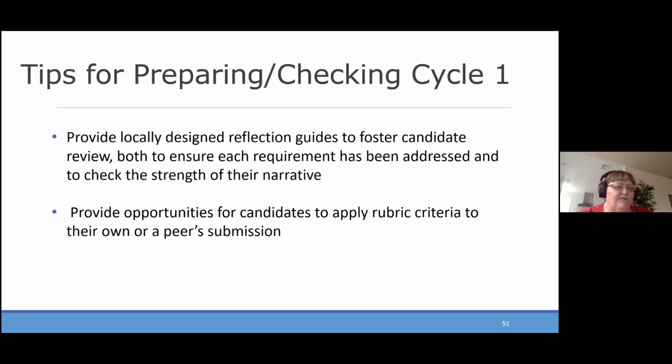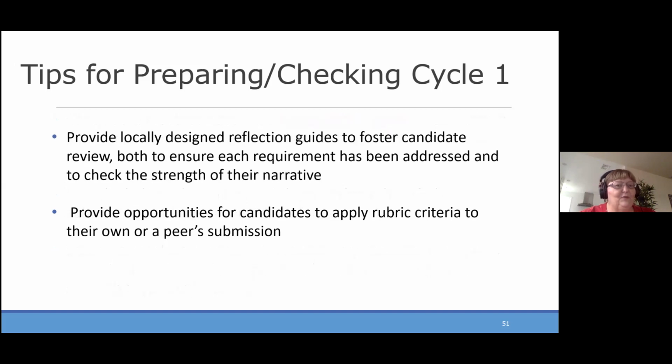And then finally, provide opportunities for candidates to check it against the rubric criteria. It says this in the rubric 3. Where in your document can you show me where you addressed this as part of your 5-page response and submission?